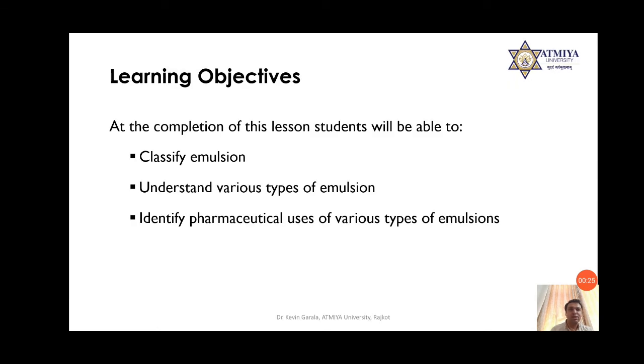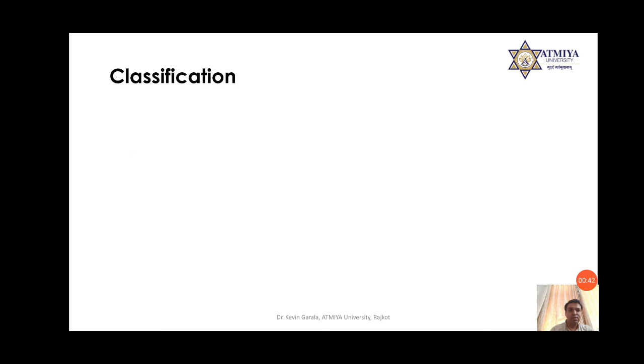Now the learning objective of the session: at the completion of this lesson, the student will be able to classify emulsion, understand various types of emulsion, and identify pharmaceutical uses of various types of emulsions. Now we will classify the emulsion.